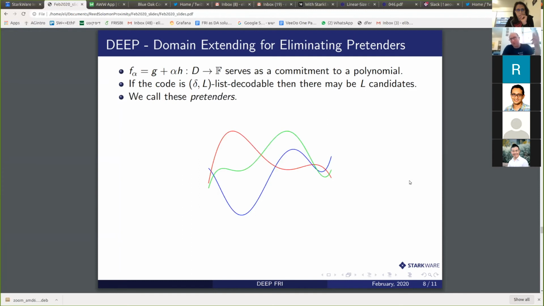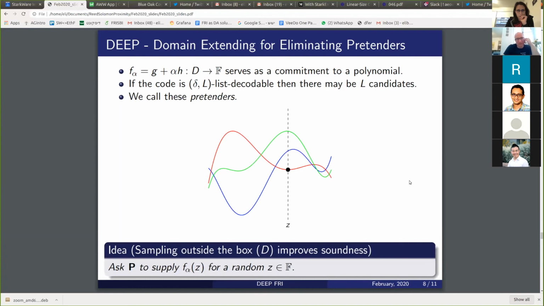So here's a picture of these pretenders. The method that we use in order to break this and eliminate pretenders is, once we have F in our hands, we sample all over the field and ask, what is F alpha of Z at a random Z? This Z is not in the evaluation domain. It could be anywhere in the field. It could even come from some extension field.